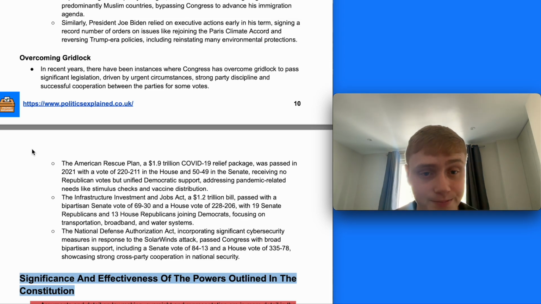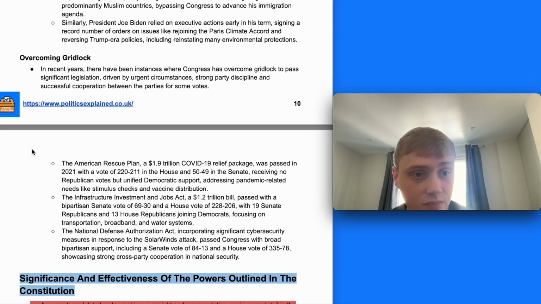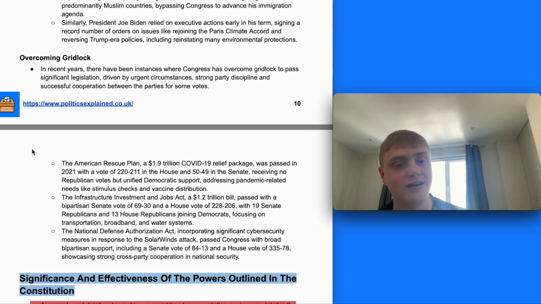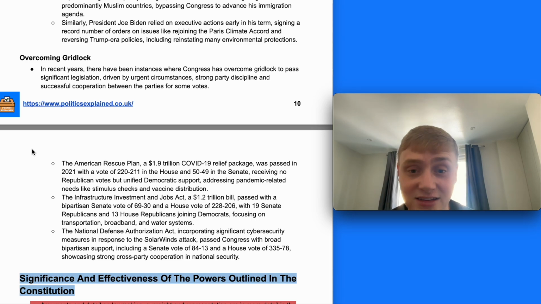been through cooperation. An example of when it's been through strong party discipline and effectively getting all of your members of the party to vote for it under unified government, so you don't need votes from the other party, is the American Rescue Act, which was passed in 2021 with a vote of 220 to 211 in the House and 50 to 49 in the Senate, receiving no Republican votes but unified Democratic support, and that addressed pandemic-related needs like stimulus checks and vaccine distribution.